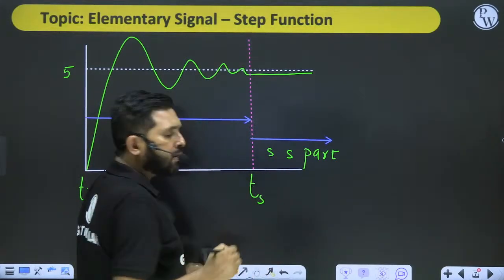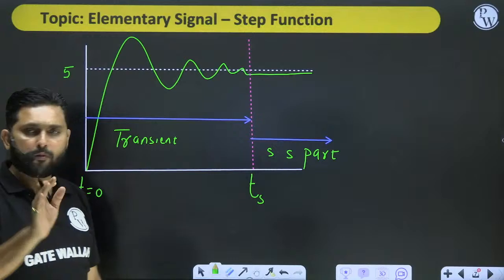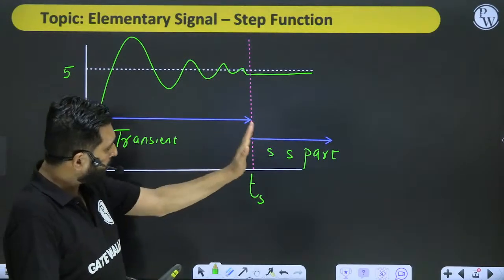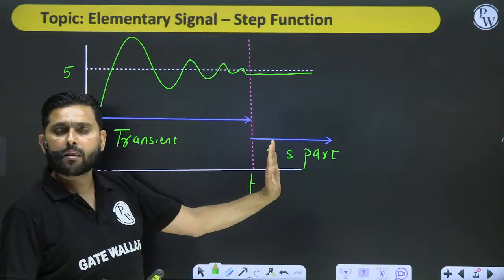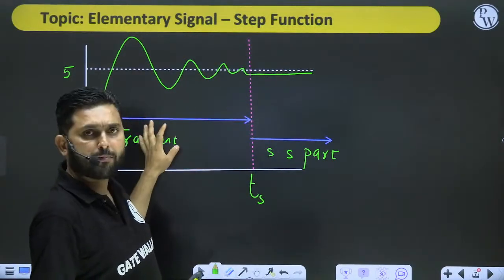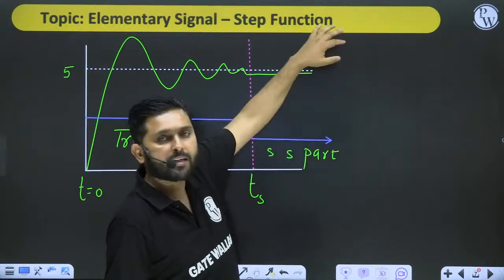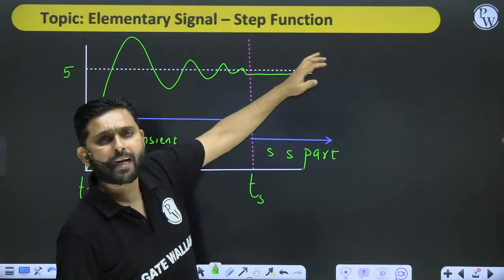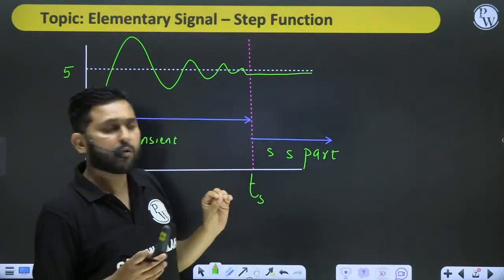From the control concept you will know, or if you don't know, then you will know when you cover this part. The time taken by a system to achieve its final value, we call the transient part, and after that we have a steady state part. Though it will never settle exactly, it will settle up to, let's say, 4.98 or 5.02, depending on a tolerance band.